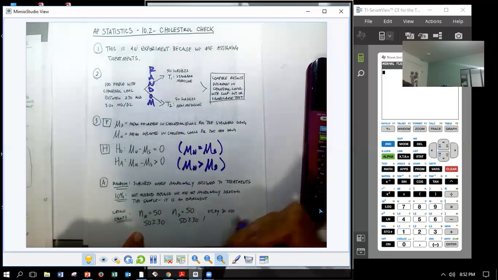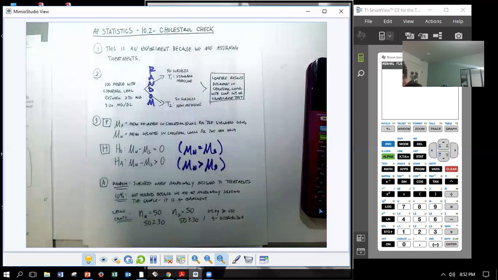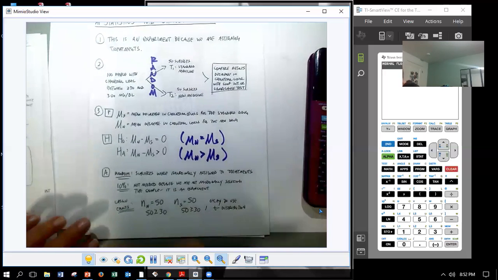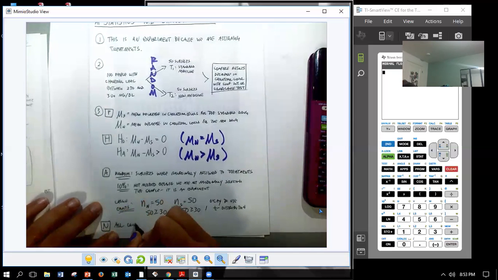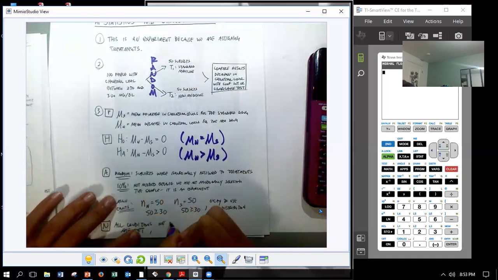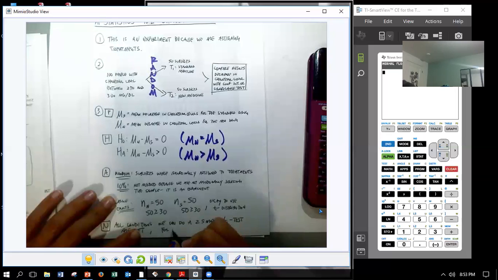So this is okay to use the t distribution. So all conditions are met. So we're going to go forward here. We're going to talk about that. And I'm going to try and get N on the bottom here. So all conditions are met. We can do a 2-sample t-test for the difference of the means here.